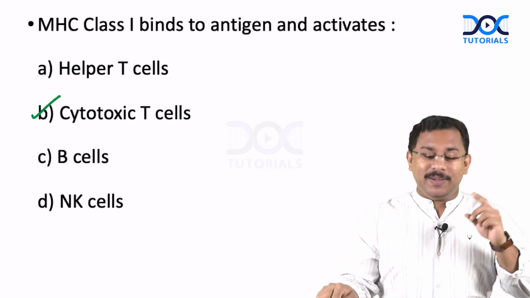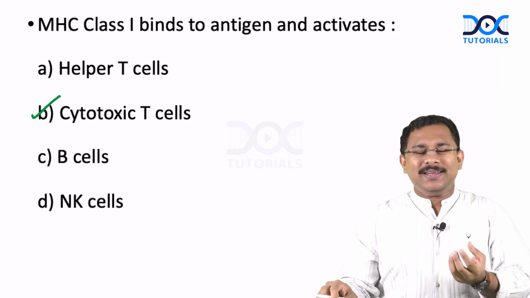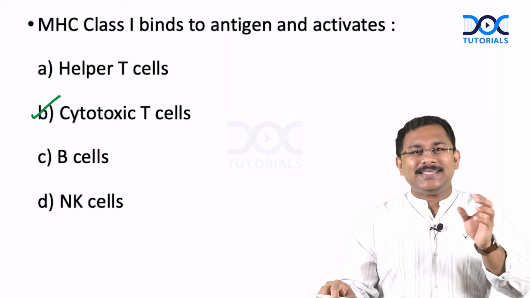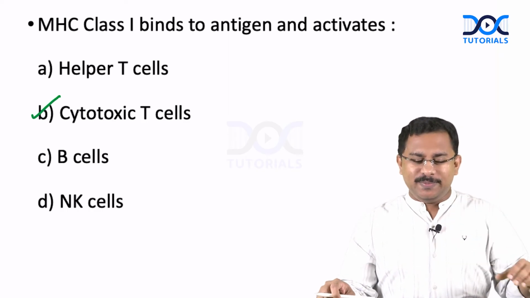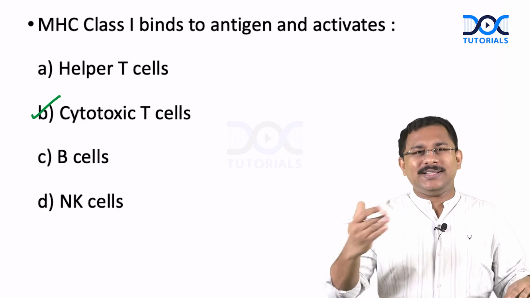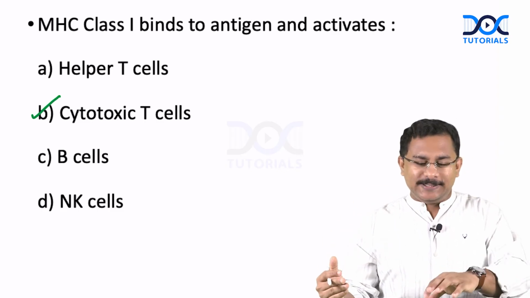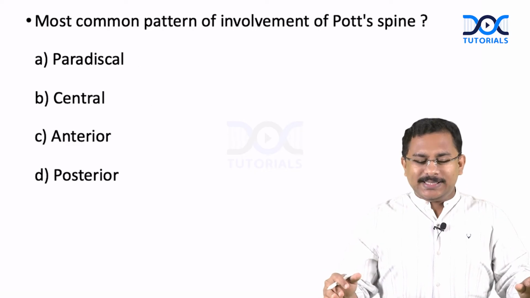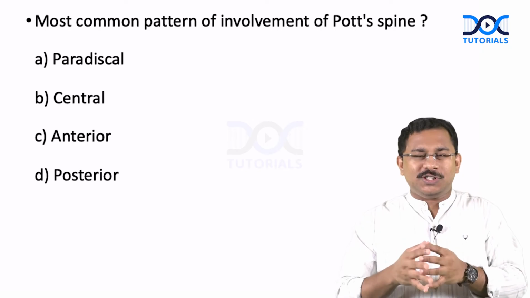At the same time, remember that the helper T cell, the CD4 helper T cell, will recognize and respond to antigen displayed by the class 2 MHC molecule. So class 2, it is CD4 T helper cells. Class 1, it is cytotoxic T cells. Okay. Yes. Next question, most common pattern of involvement of Pott spine.